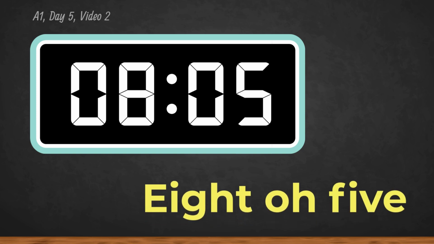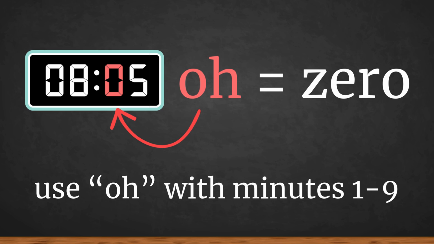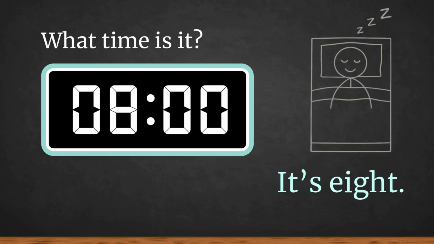8:05. Why do we say "oh"? In English, "oh" means 0, so 8:05 is "eight oh five." Use "oh" with minutes from 1 to 9. Now, let's start simple. What time is it?